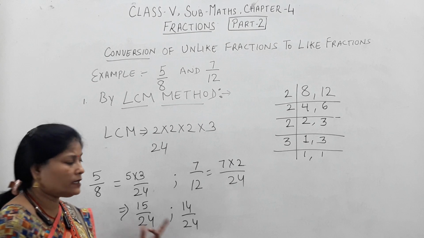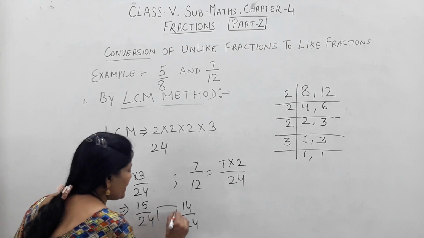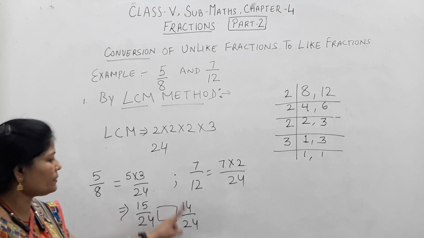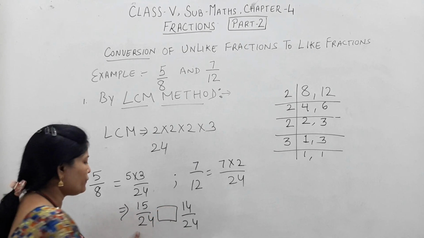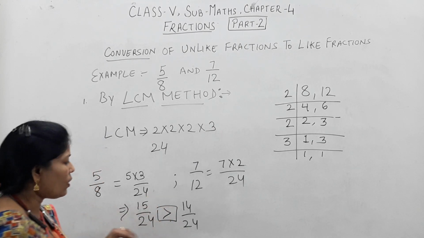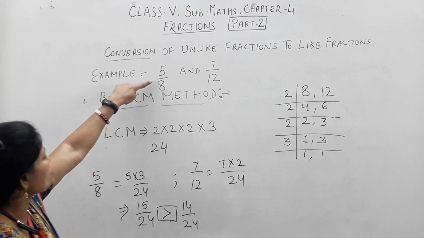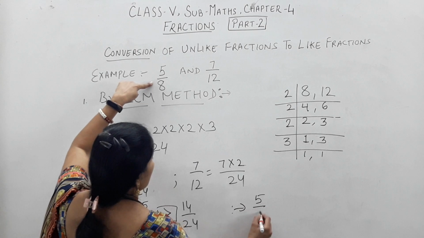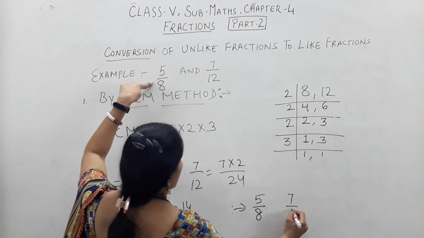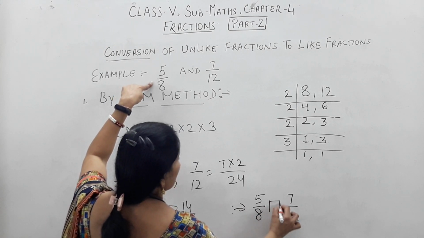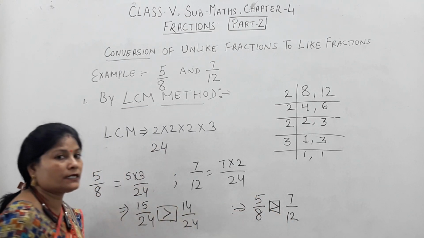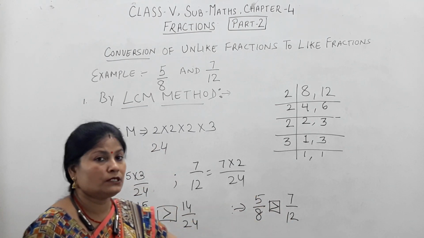Now see, can we compare both of them? How? See, 15 upon 24, 14 upon 24. Which one is bigger? Of course, the left side is bigger. Or I can say that from the question, my 5 by 8 is the first fraction, 7 by 12 is the second fraction, and after converting, I get that 5 upon 8 is greater than 7 upon 12.